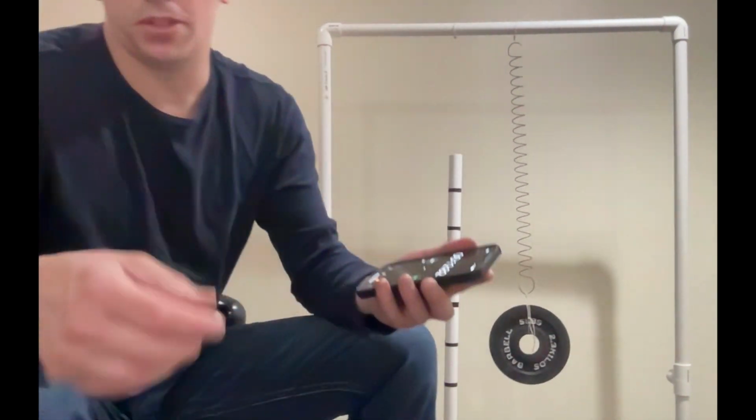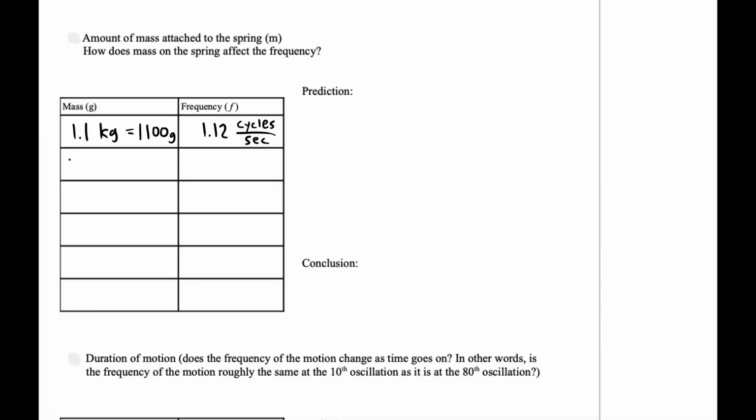So I got 12.82 seconds that time. This is for a 2.3 kilogram mass, which is 2,300 grams. Our period is going to be 1/10 of 12.82. So the period is 12.82 seconds divided by 10, 1.28 seconds. Then our frequency is going to be 1 over that. I get 0.78 cycles per second.